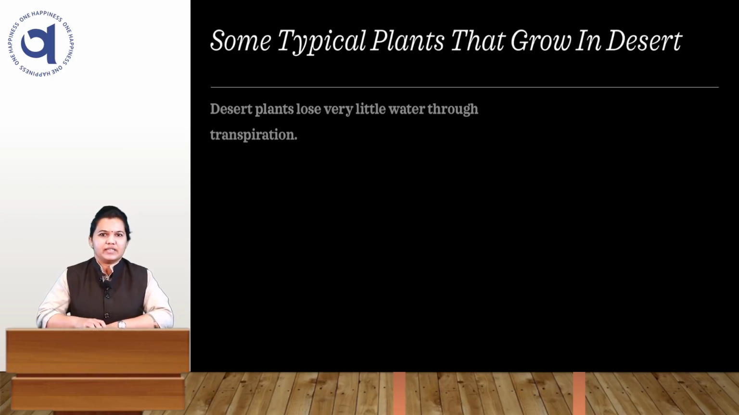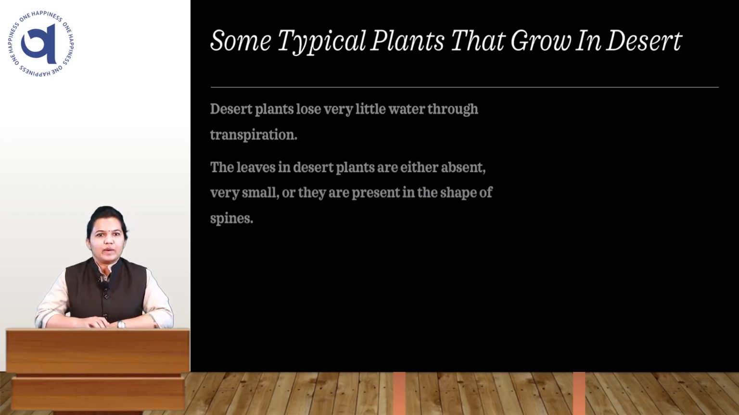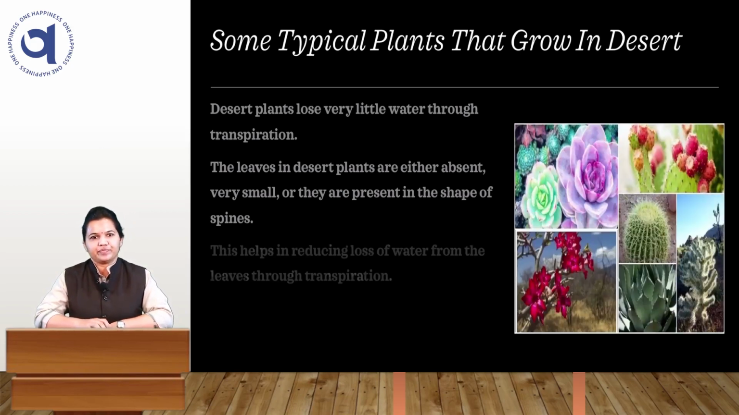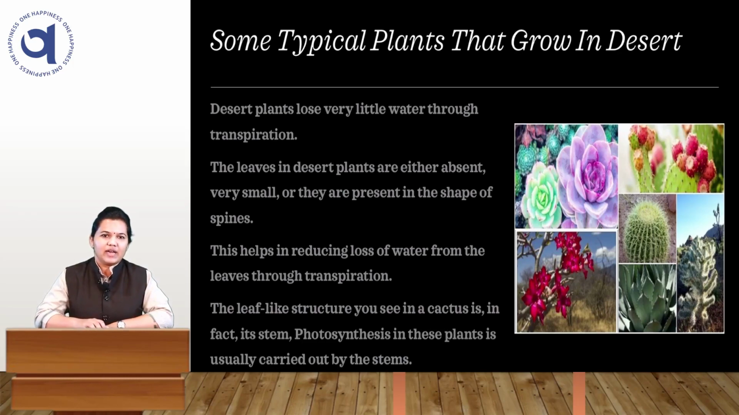Some typical plants that grow in deserts. The plants lose very little water through transpiration. The leaves in desert plants are either absent, very small, or present in the shape of spines. This helps in reducing loss of water from the leaves through transpiration. The leaf-like structure you see in the cactus is in fact its stem. Photosynthesis in these plants is usually carried out by the stem. Here we can see some pictures of desert plants.